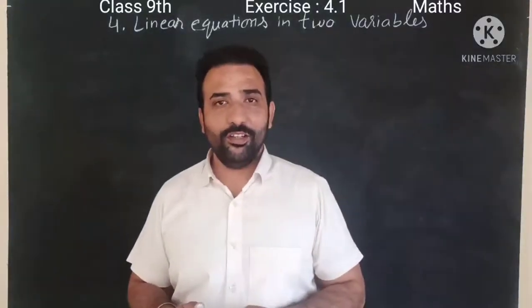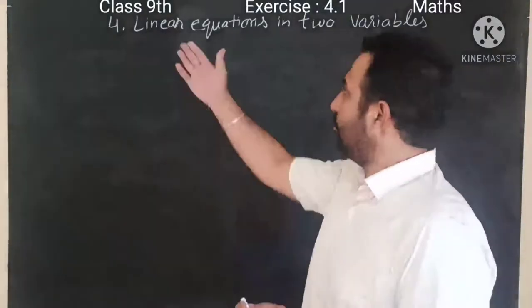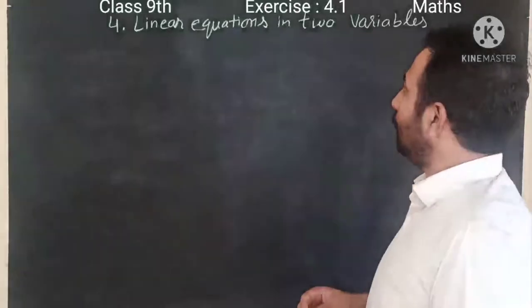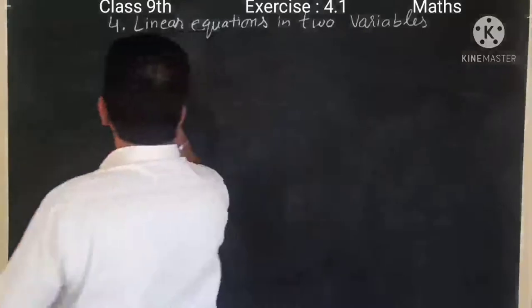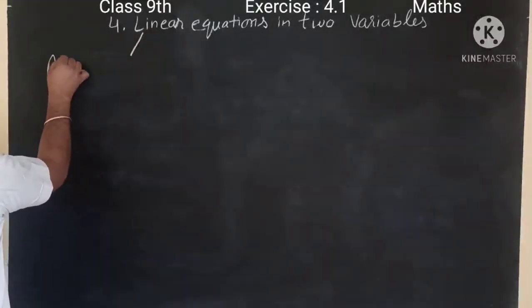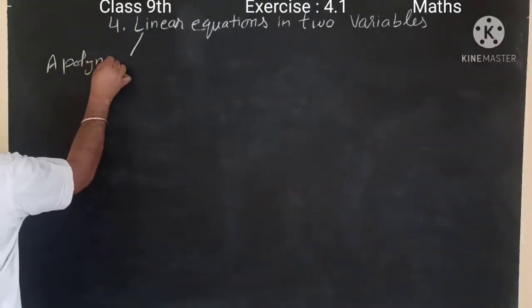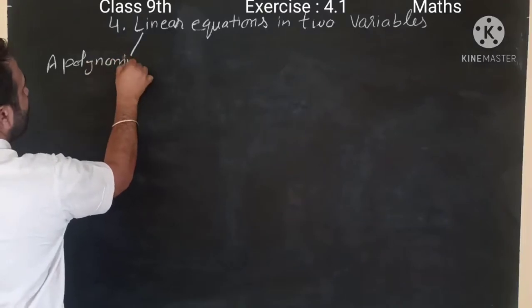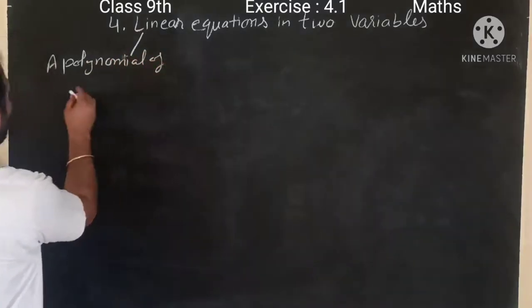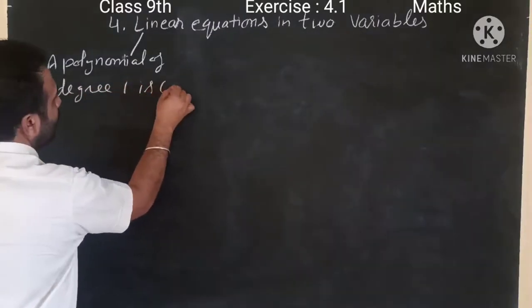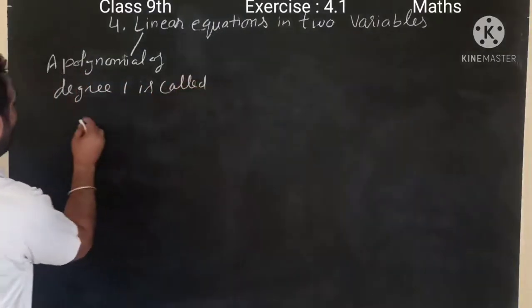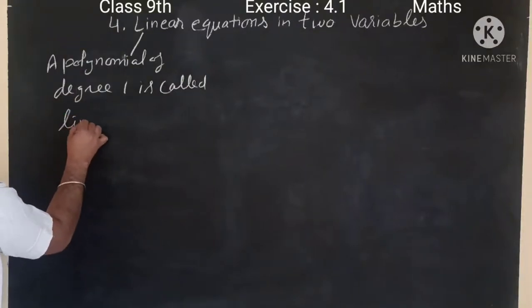Hello students, today we are going to start lesson number 4, that is linear equations in two variables. What is a linear? A polynomial of degree 1 is called a linear polynomial.